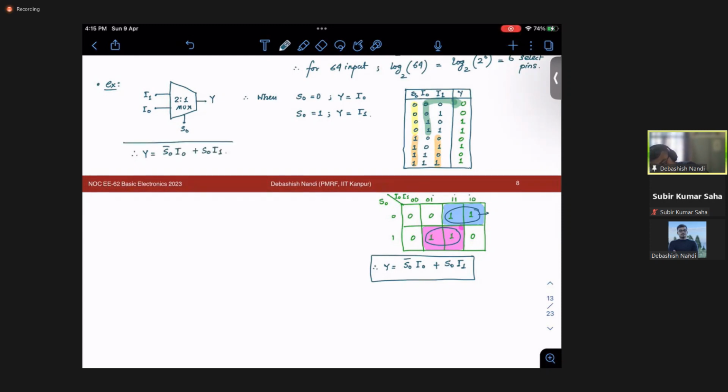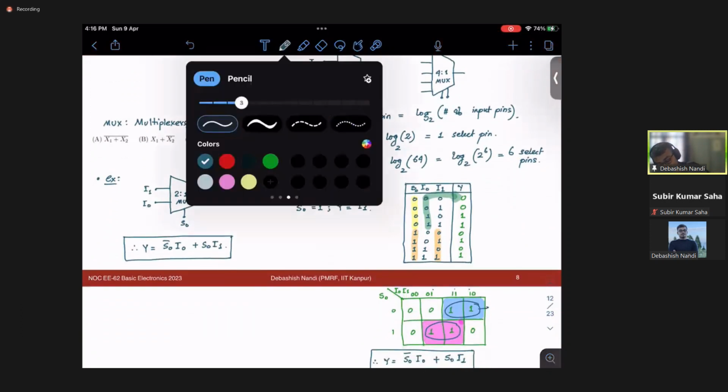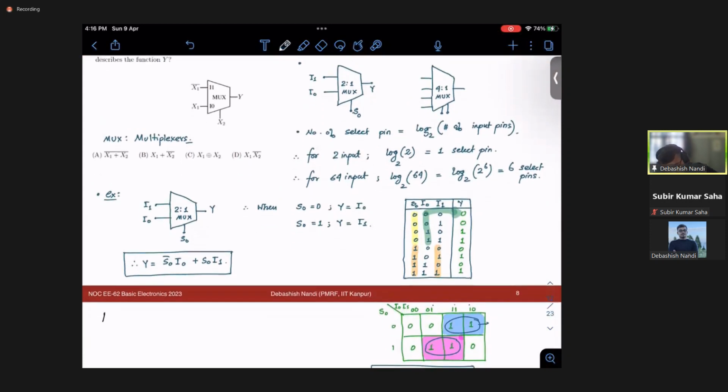Okay, so now let us see what the question is. The question is, what is the output expression, right? You see that from the given question, we can see that your y would be nothing but x2 bar of, what is your I naught? I naught is your x1, right? Plus x2 of I1, that is your x1 bar, right?